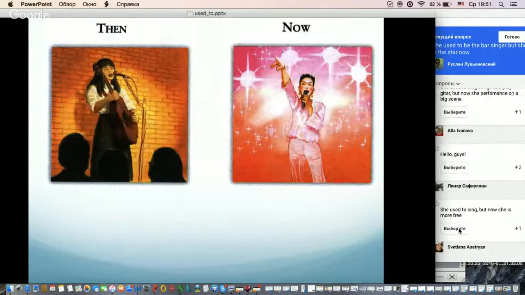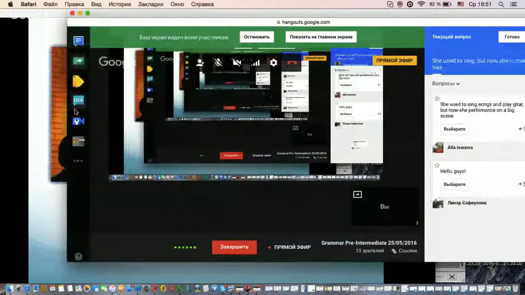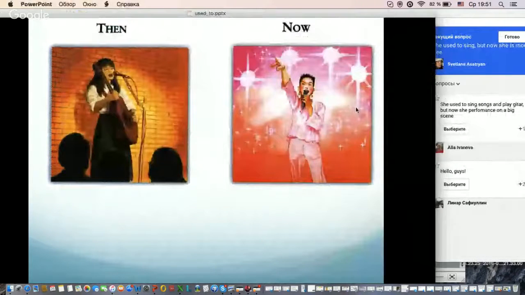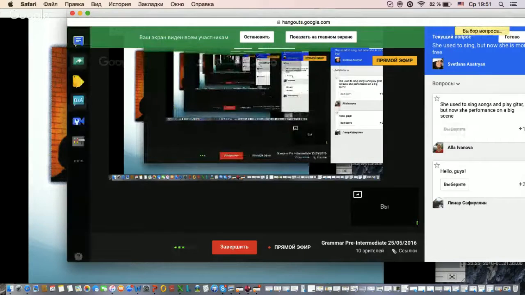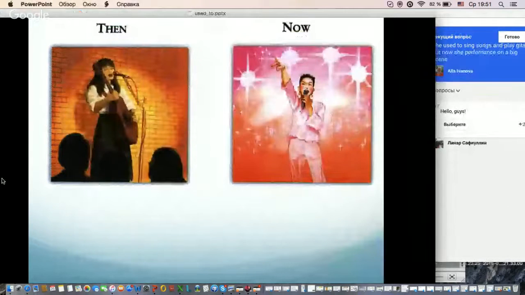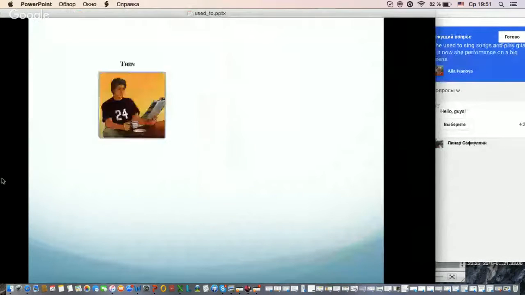Okay, maybe. Может быть, она уже под фонограмму поет, и поэтому у нее явно больше свободного времени. All right, so Alla has written, she used to sing songs and play the guitar, but now she performs on a big stage. Scene – это какой-то вид, а stage – это как раз-таки сцена. Спасибо. All right, very nice examples, guys. Thank you very much. I've enjoyed reading them.